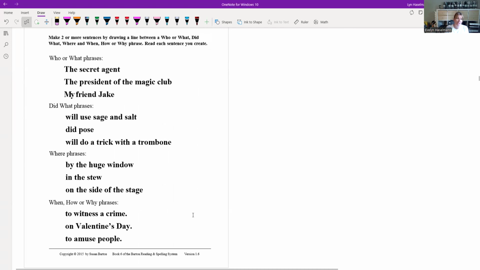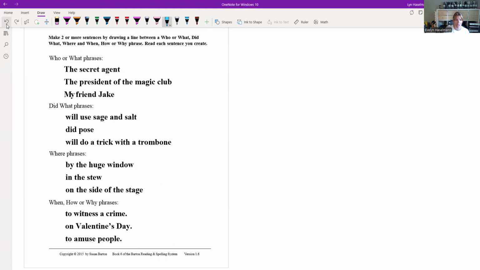And make 2 or more sentences by drawing a line between the who, the did what, the where, when, why, how. Read each one you make. So maybe the secret agent did pose by the huge window to witness a crime, something like that.